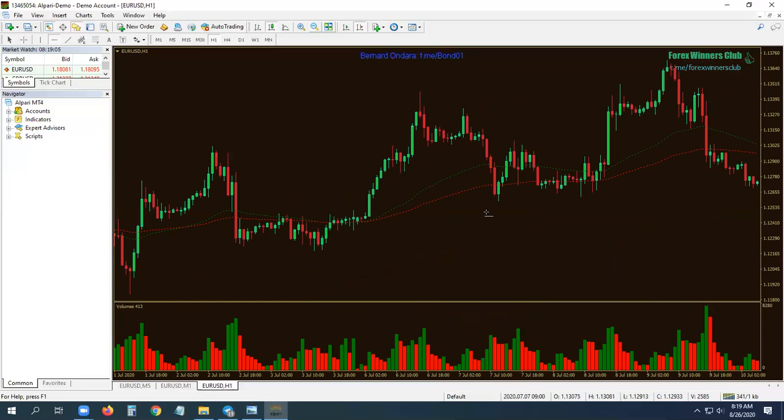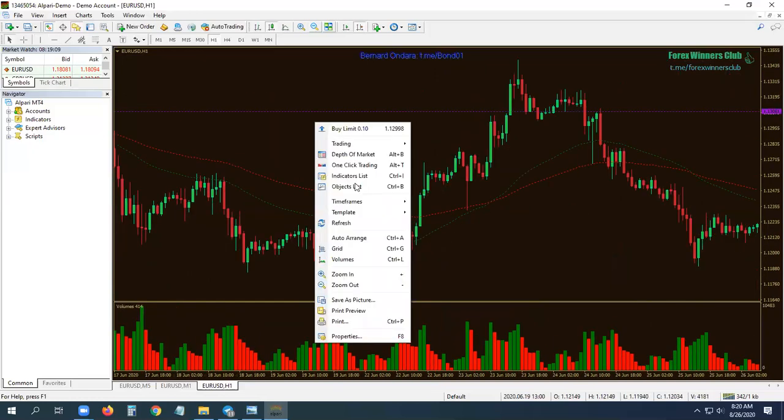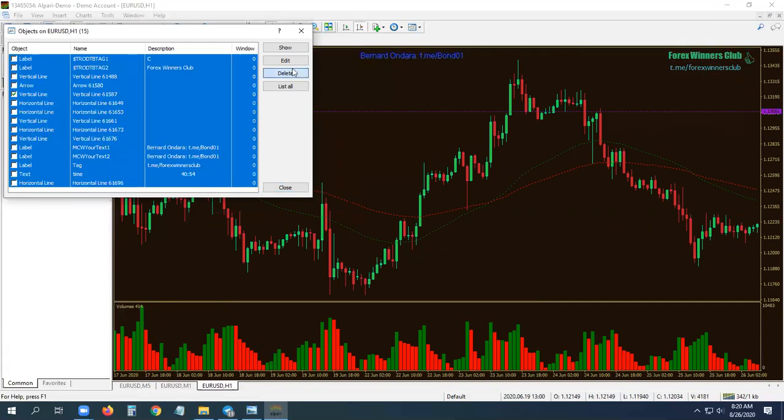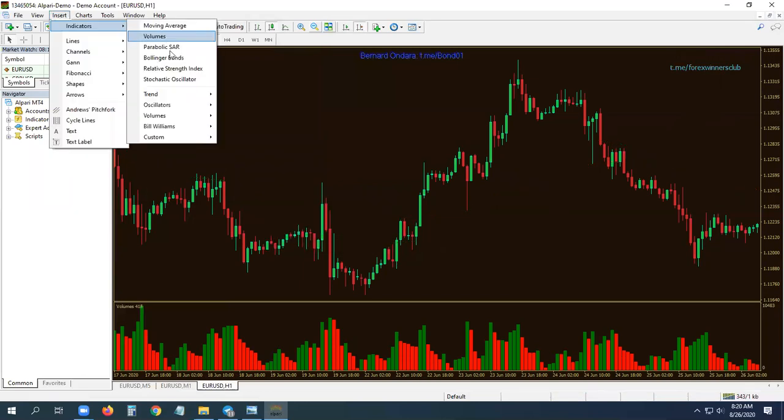Now, that is volume with the breakout. If you were to introduce the other indicator we were using last time, if you remember, we were using Bollinger Bands, you can also determine whether a breakout is genuine or fake. Bollinger Bands.